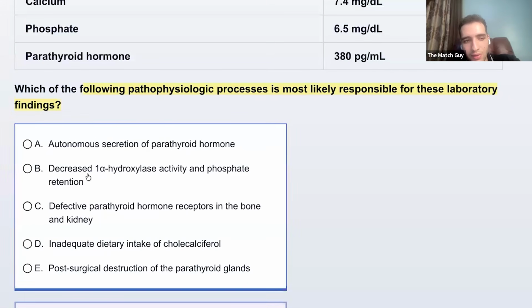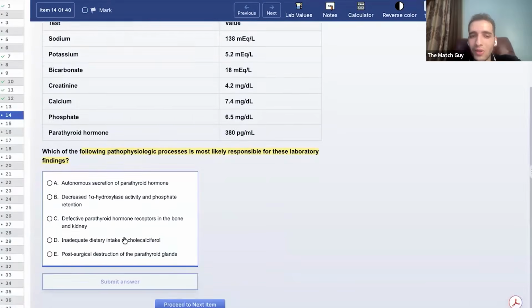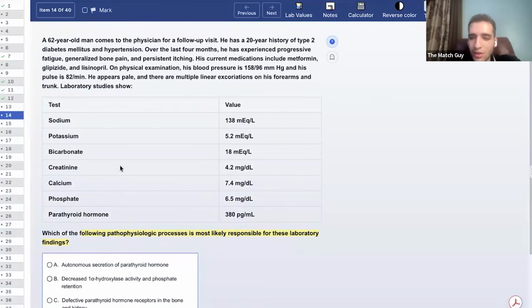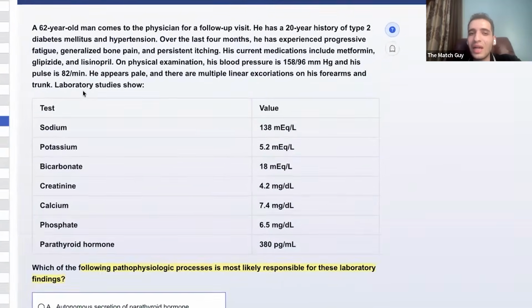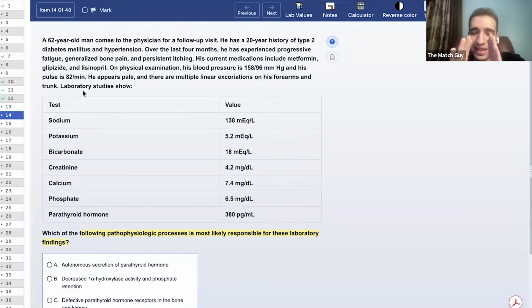Autonomous secretion of parathyroid, decreased alpha-1 hydroxylase, defective parathyroid, surgical. I know they are talking about parathyroid hormone. So I know probably this person is having a calcium or phosphorus problem, and they are trying to find out if I know what's the cause of this. So these questions need my full attention. I will read it in detail and try to find anything helpful. I try to highlight it.